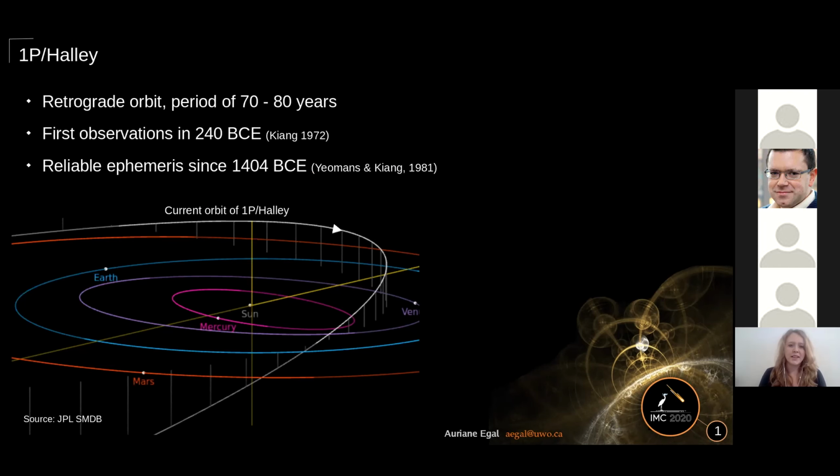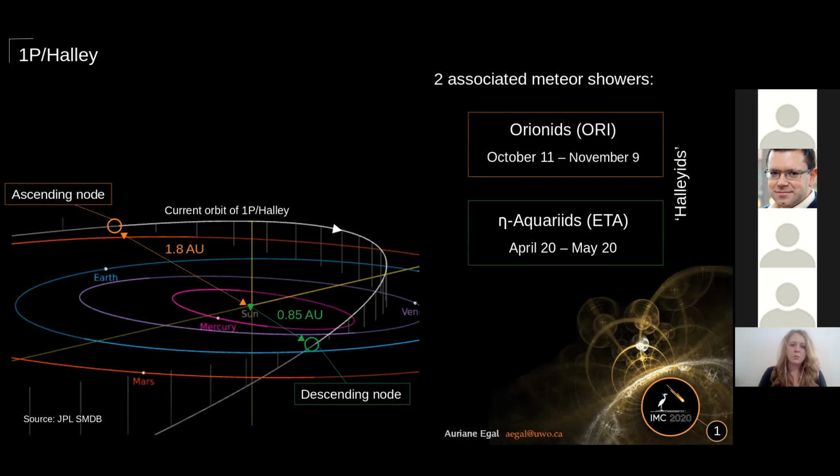with a good accuracy. Halley is known to produce 2 meteor showers on Earth, the Orionids around the ascending node in late October, and the Eta-Aquariids around the descending node in early May. These showers are called the Halleyids. You can see that the current nodes of Halley's orbit are located at very different distances from Earth's orbit. But despite that, the Halleyids share similar characteristics.